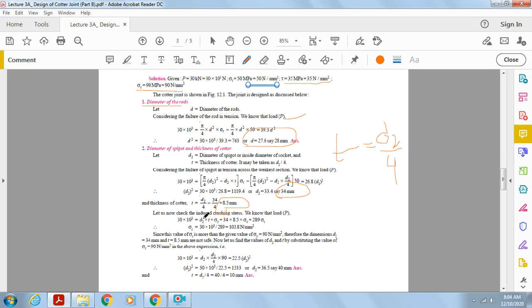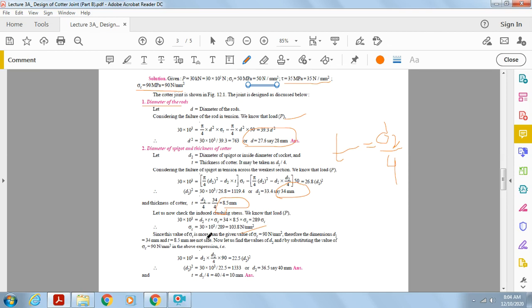Let us now check the induced crushing stress. So what is the value of crushing stress? We know that P equal to d2 into t into sigma c. d2 means it is the spigot diameter and t means it is basically the thickness of the cotter. So d2 into t is a rectangular section, multiplied by sigma c. Ultimately sigma c is coming 103.8 Newton per millimeter square. This is the induced crushing stress.